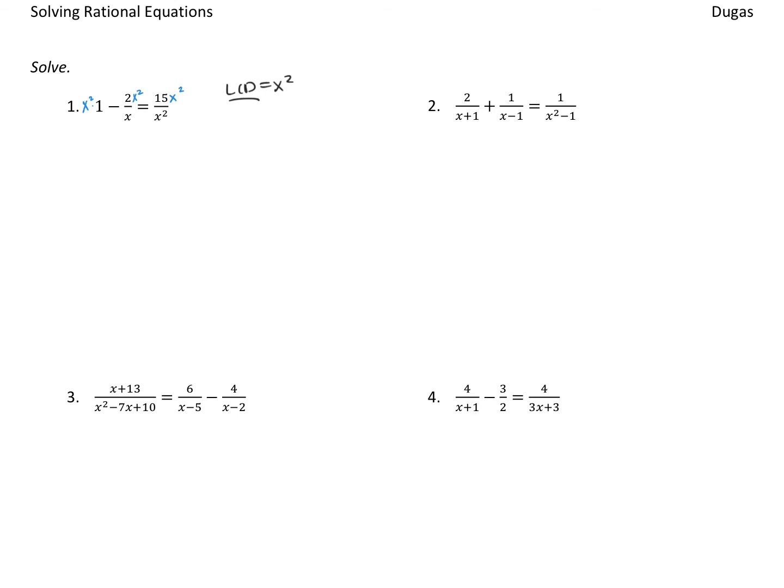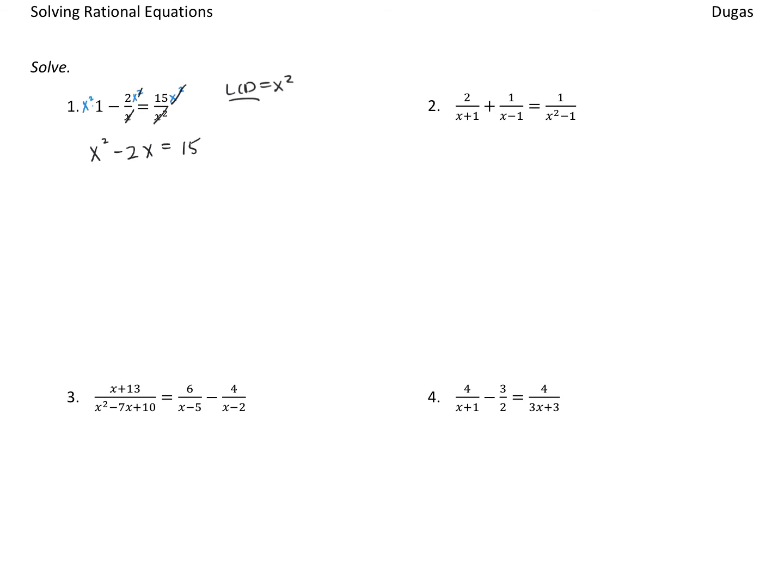The first term, x squared times 1, is going to give me x squared. The second one, I have x squared over x. So that's going to reduce. So I'm going to end up just having 2x. And on the other side, the x squareds totally cancel or divide out. So that just leaves me 15. And now I'm going to solve this equation. So this is much easier already without the fractions.